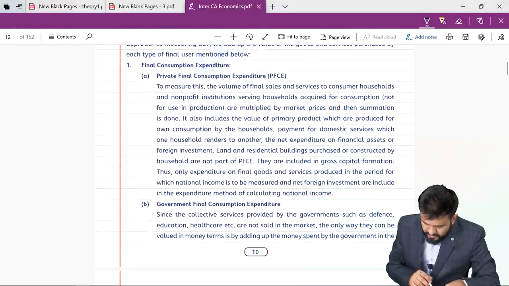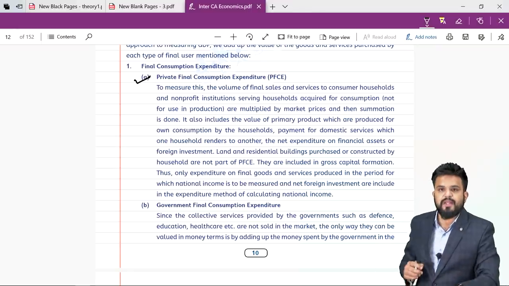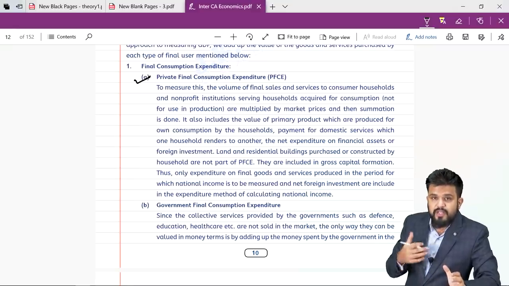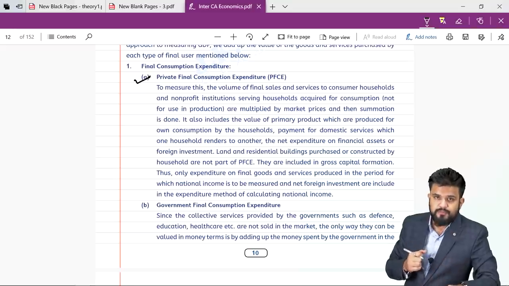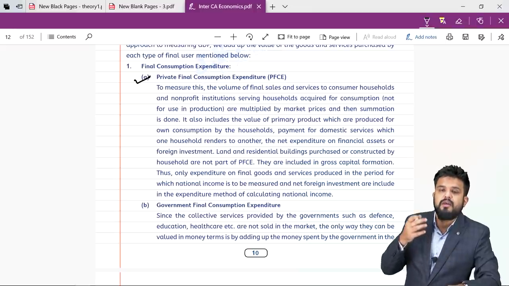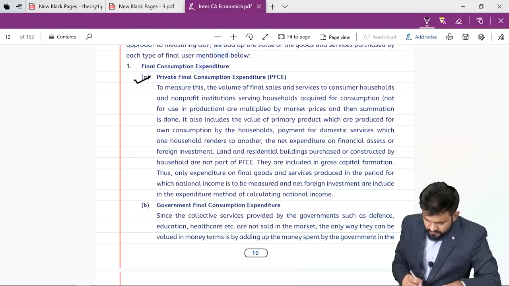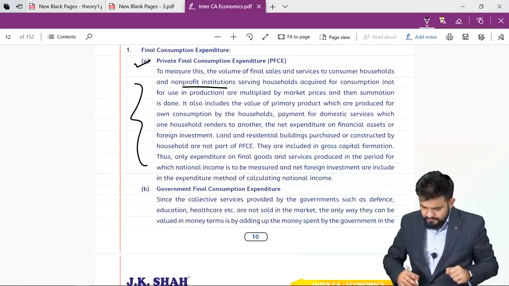So I will write here. First is private final consumption expenditure. Now what is this private final consumption expenditure? Whatever expenditure we people do on goods which households consume: clothes, shoes, mobile, car, accessories, handkerchief, mask, all related food items, the list is endless, specs, wallet, many things. So it will include everything, households, non-profit institutes, everything.